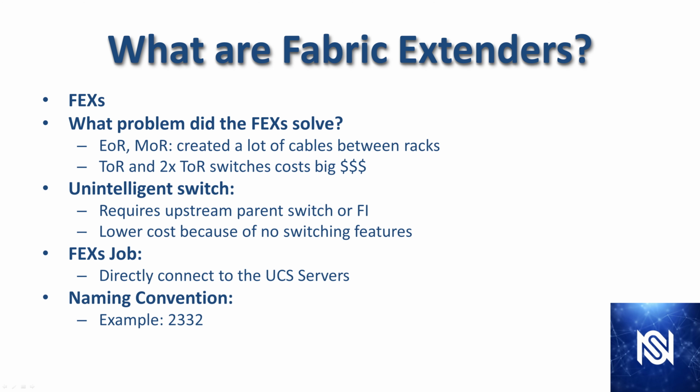So in order to understand FEX, it's good to understand what problem FEXes solved. Originally in data centers, there were end-of-rack switches and middle-of-row switches, and all of the UCS hosts and servers would need to connect to a switch. So if you had your switches at the end of a row or in the middle of a row, it creates a lot of cabling between the racks. So in the next evolution, they started having top-of-rack switches. In order to minimize cabling, they were putting a switch at the top of every rack. And then in order to make sure that they were redundant, they started putting 2 switches at the top of every rack. And the end result of this is that the entire solution became extremely expensive.